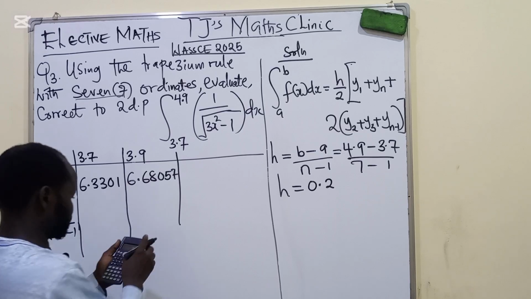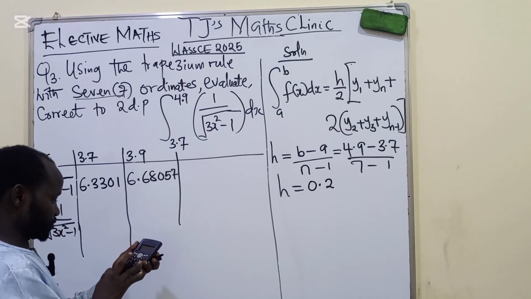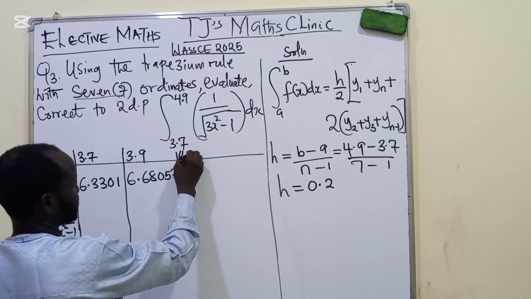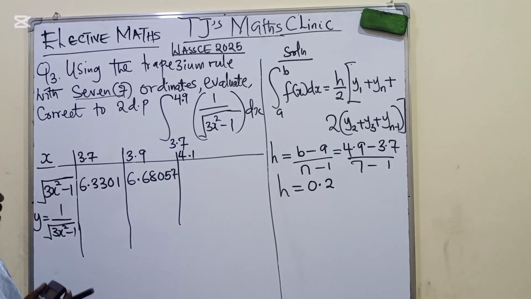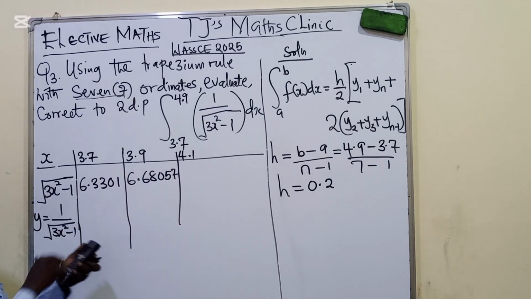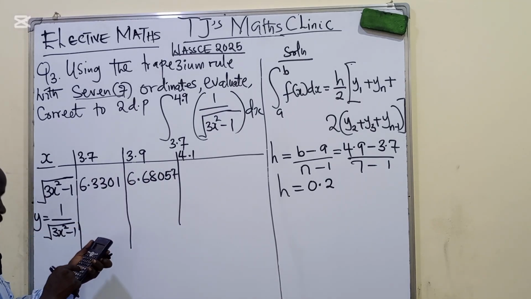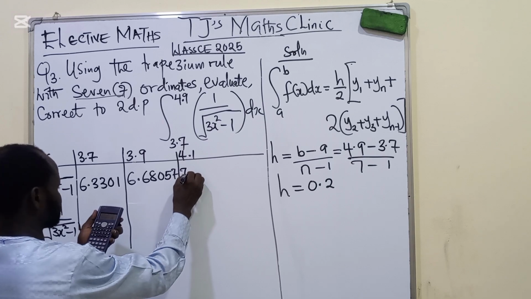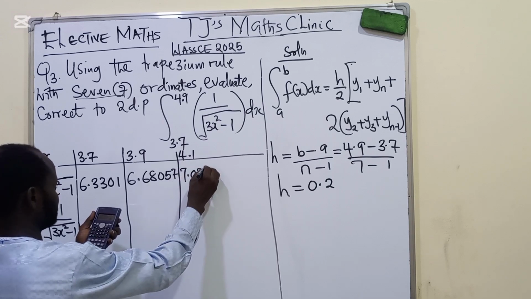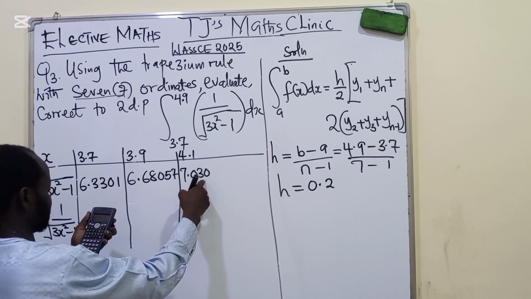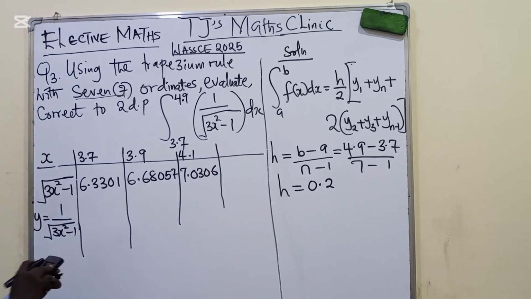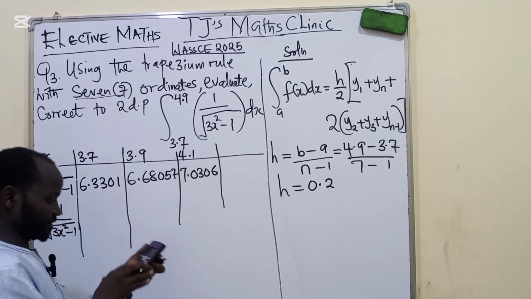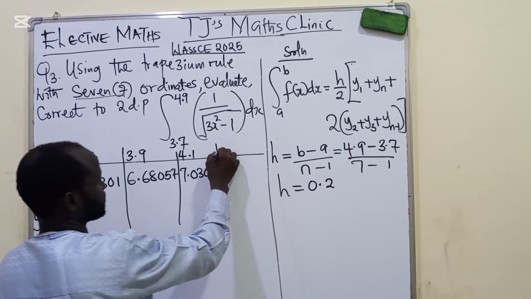Next, we add 0.2, 3.9 plus 0.2, that's 4.1. That's why we need this space. We do the same. 4.1 squared, we multiply it by 3, we remove 1, we have 49.43. That will be the square root of 49.43. We have 7.030. Next, we add 0.2, that's the interval, to this 4.1, that will be 4.3, until we reach 4.9.